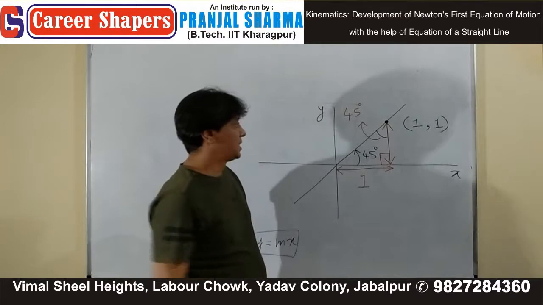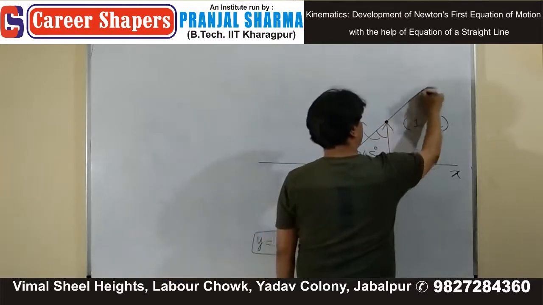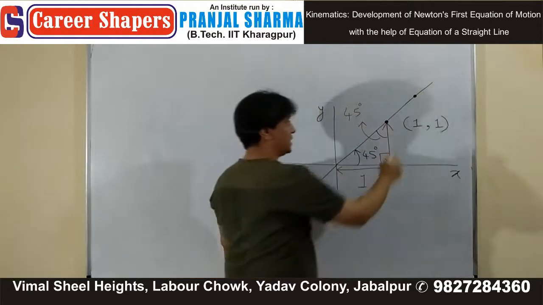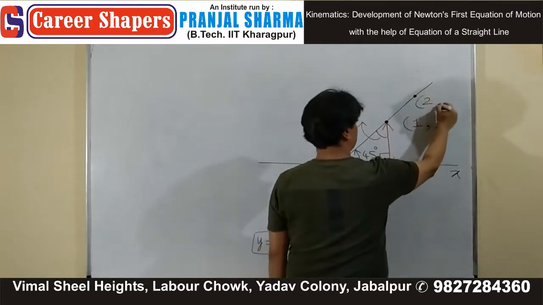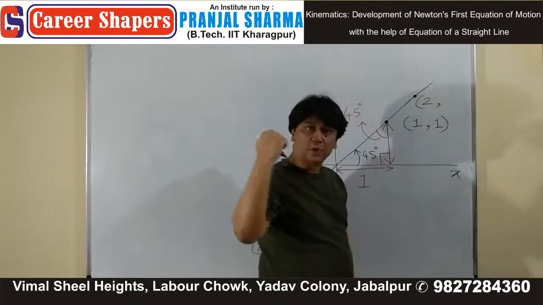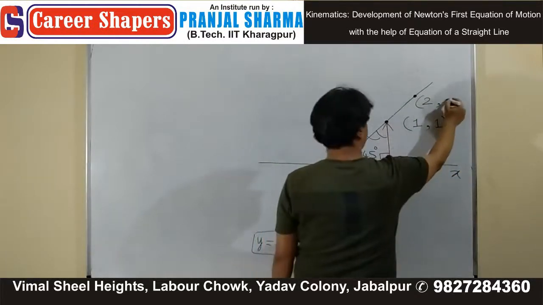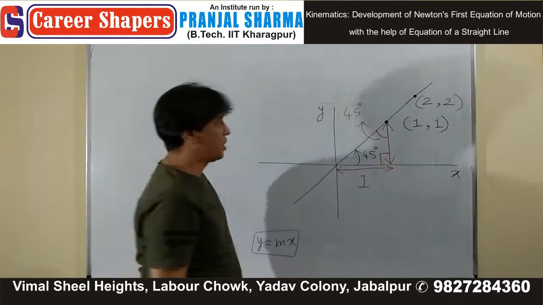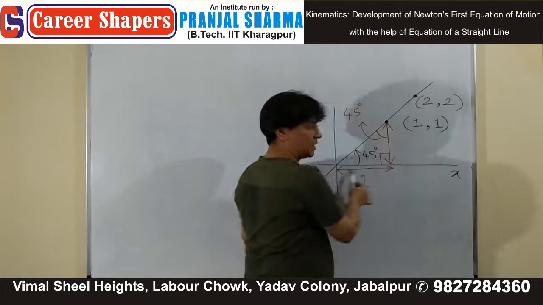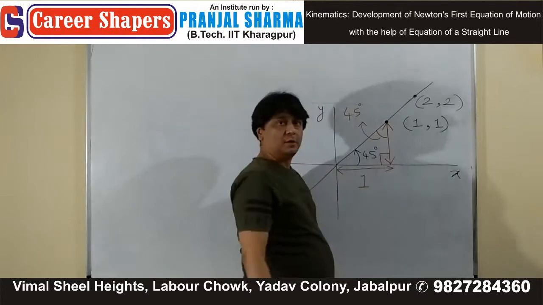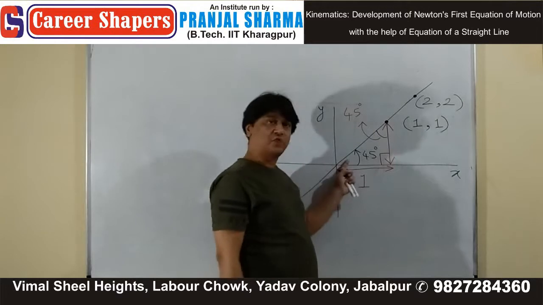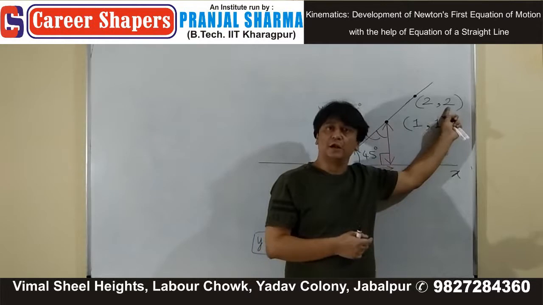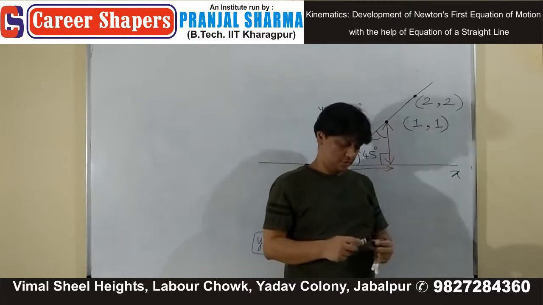Now again, if I take another point and I say that its x coordinate is 2, then I hope you understand its y coordinate will also be 2. Why? Because if you draw another right angle triangle, base is 2, this angle is 45, and therefore the other coordinate should be 2 only.